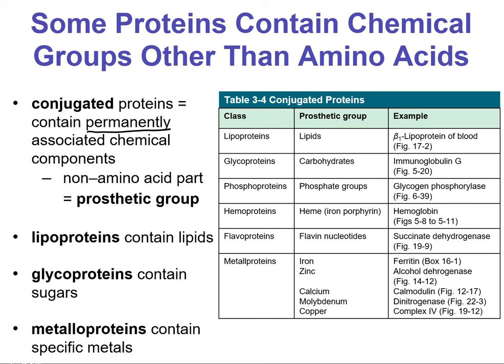So we've got plenty of examples. There are lipoproteins that have lipids, and glycoproteins that have carbohydrates. You see that a lot in the immune system. Phosphoproteins have phosphate groups attached. Hemoproteins, like hemoglobin, we're going to talk about hemoglobin.